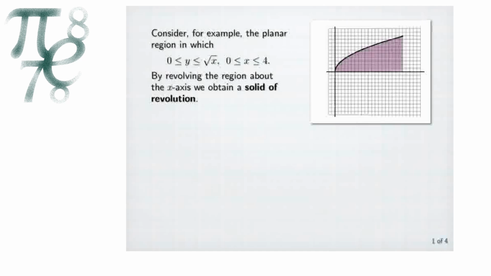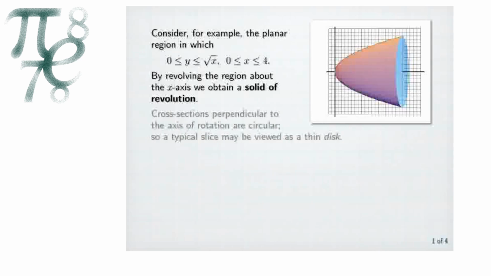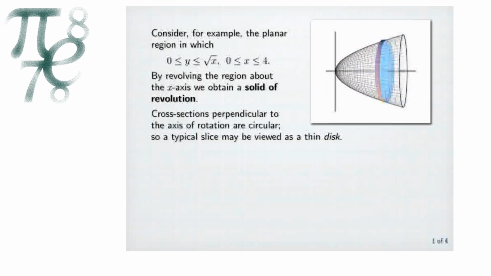Here's an animation that traces out the outline of the resulting solid. Here's another animation in which we see the actual solid formed. Cross-sections perpendicular to the axis of rotation are circular, so a typical slice may be viewed as a thin disk. So let's suppose that a typical disk is located at x and has a thickness dx. We'll compute the volume of the solid as follows.